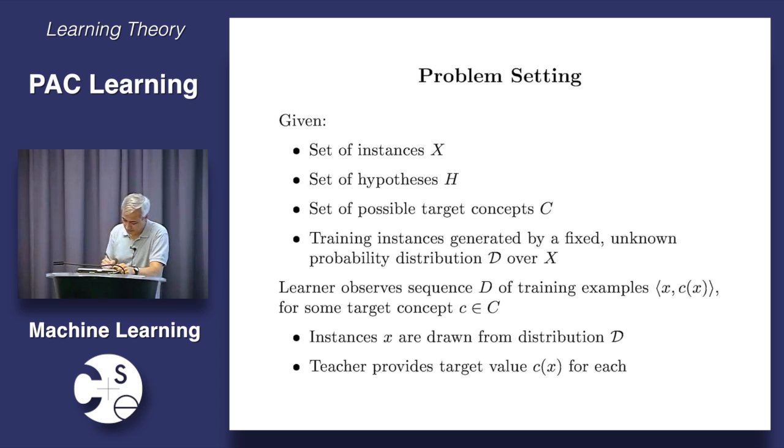Okay? And now, I'm going to assume that my training instances are generated by a fixed probability distribution on the instance space. I'm going to randomly generate email messages by randomly sticking words into them. And they might or might not be spam. Okay?